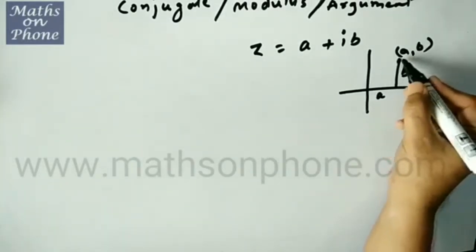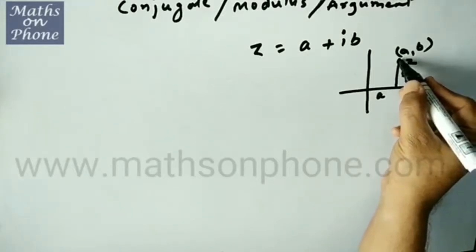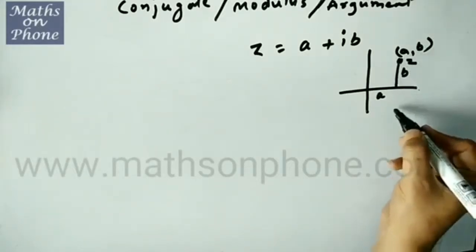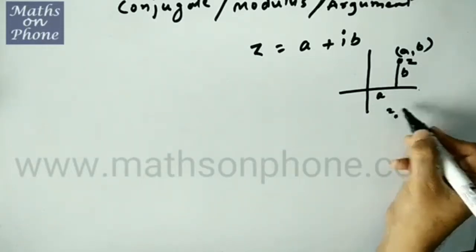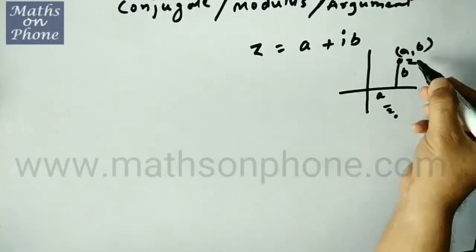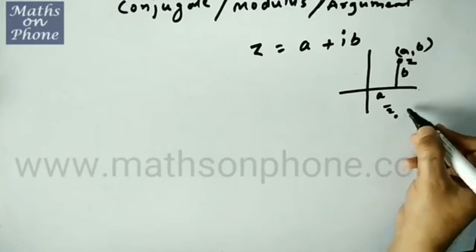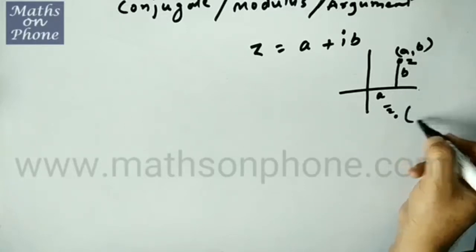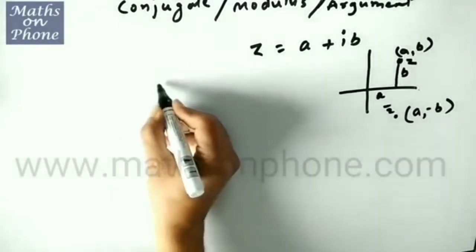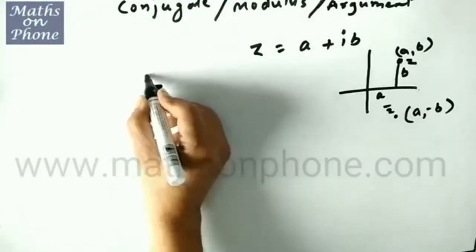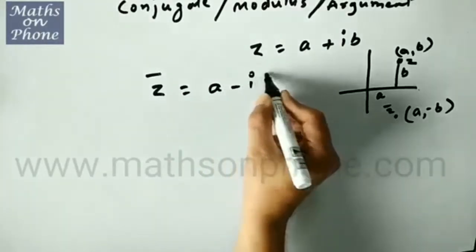We have to see what will be the conjugate of complex number z. Just I tell you, the conjugate of a complex number is its shadow along the x-axis. So it will be here. Can you guess what is the complex number a plus ib's conjugate? If you just find it by means of the coordinates, it will be (a, minus b). So the conjugate of a complex number represented like that is a minus ib.